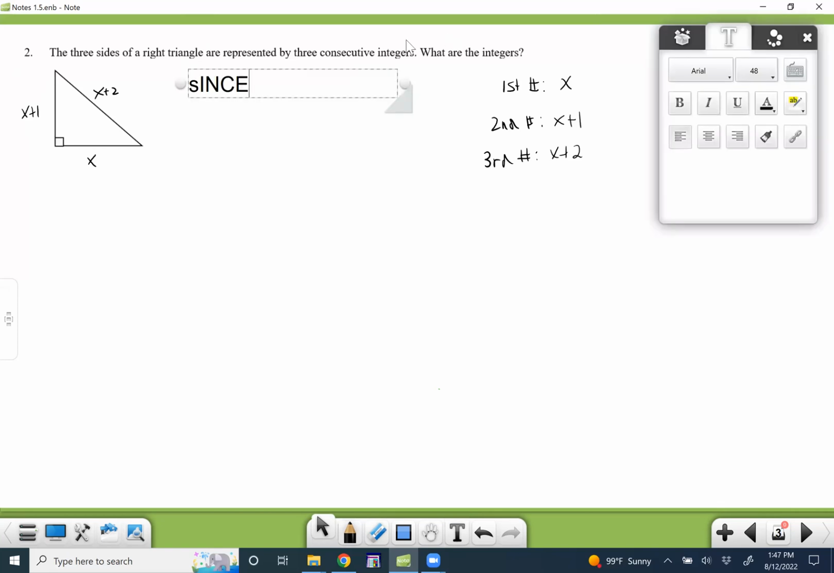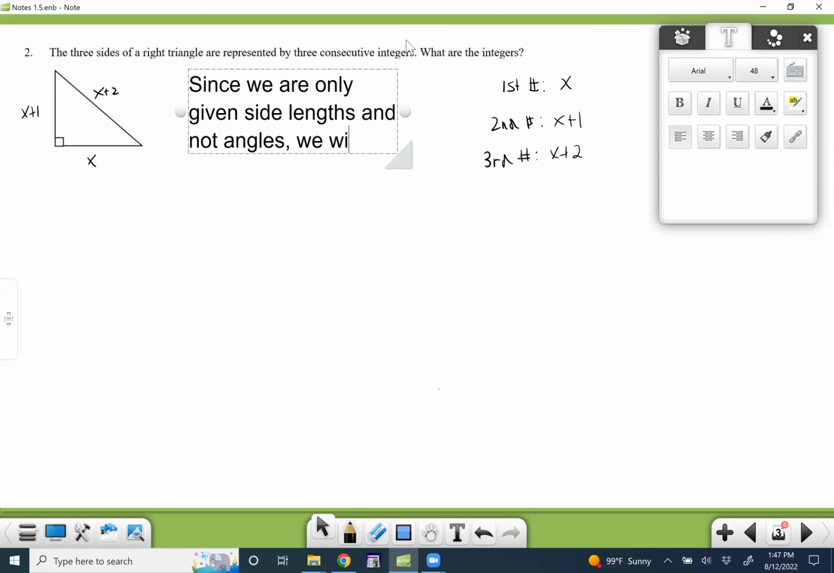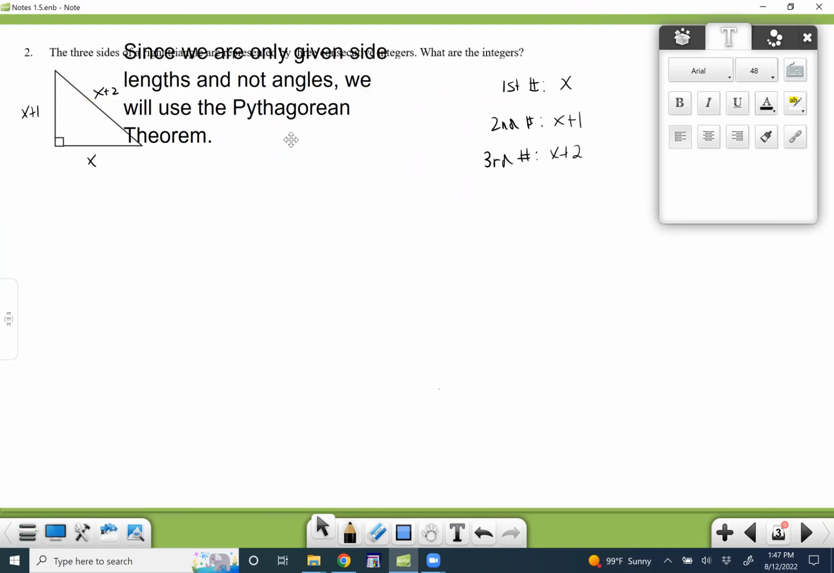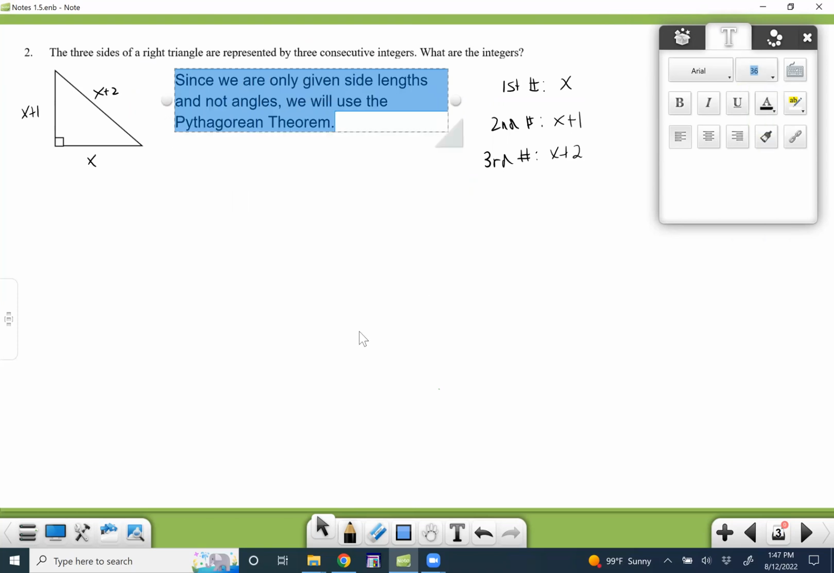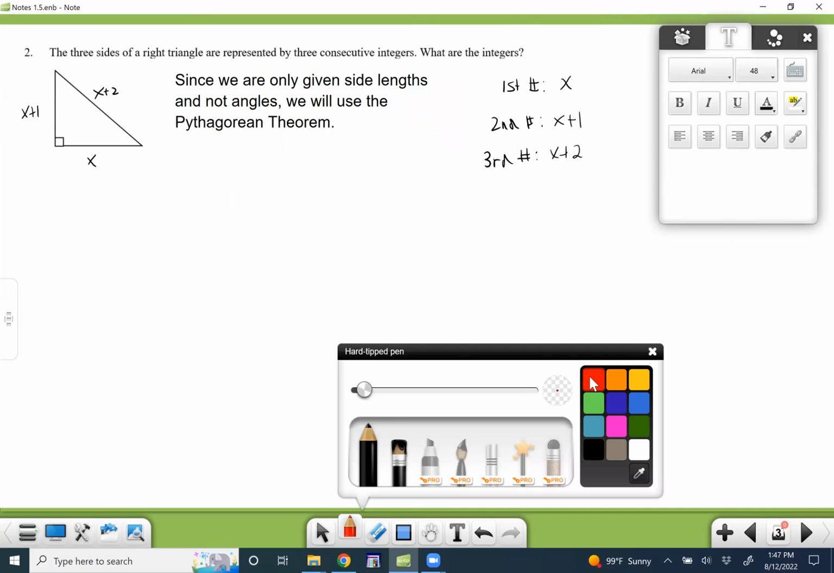So since we are only given side lengths and not angles, we will use the Pythagorean theorem. a squared plus b squared equals c squared. It's a bit bigger. Oops. A little smaller. Okay. All right, so let's go ahead and write our formula down. a squared plus b squared equals c squared.